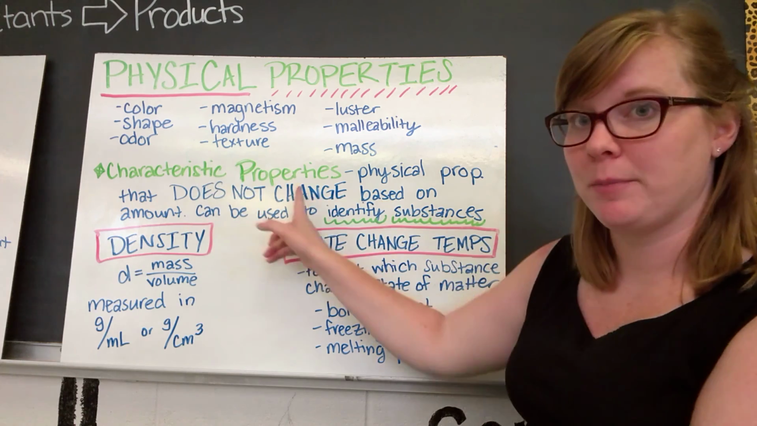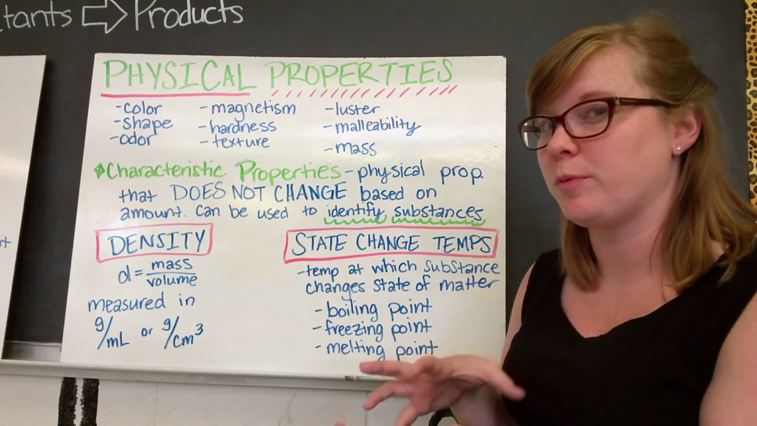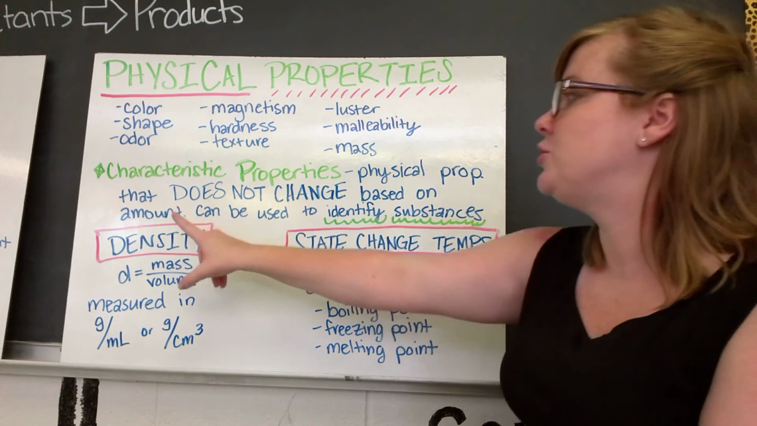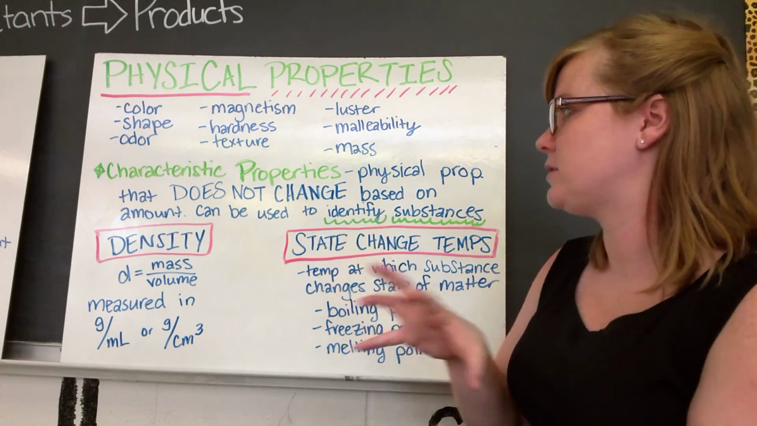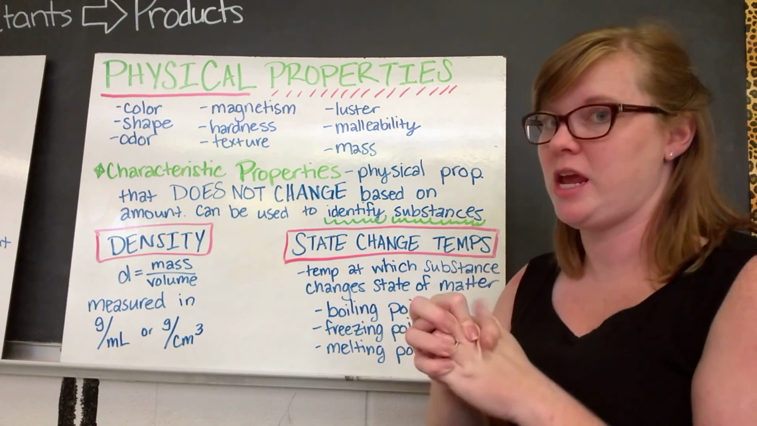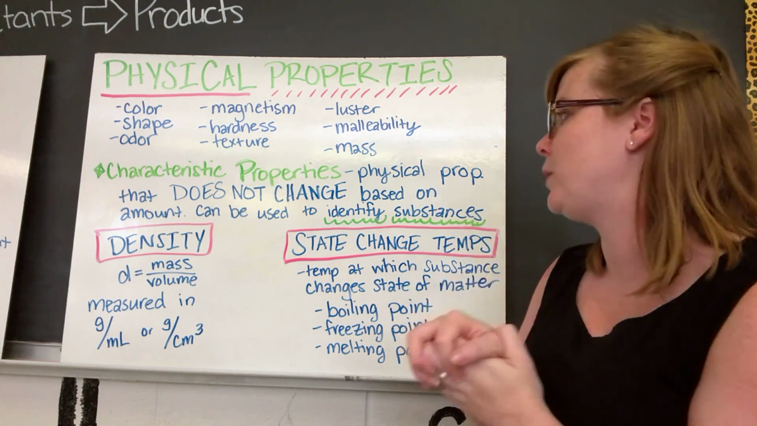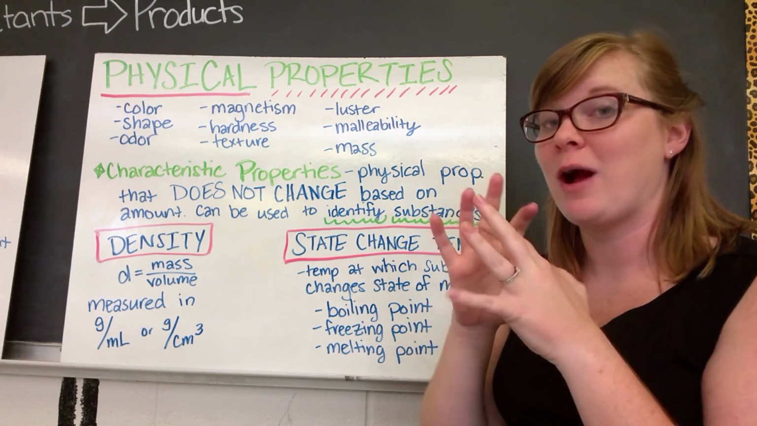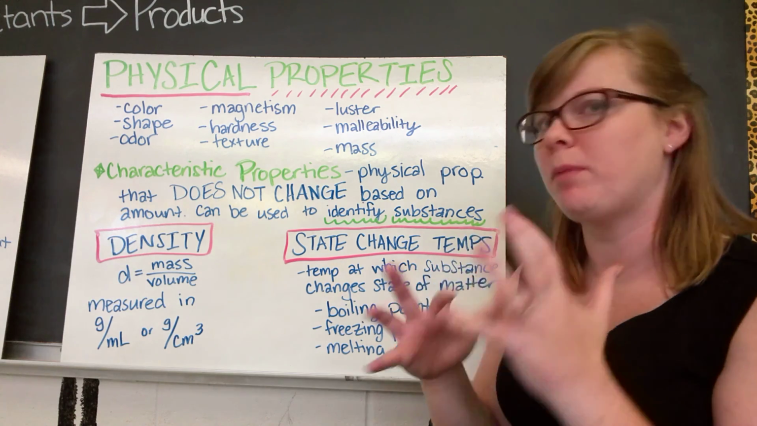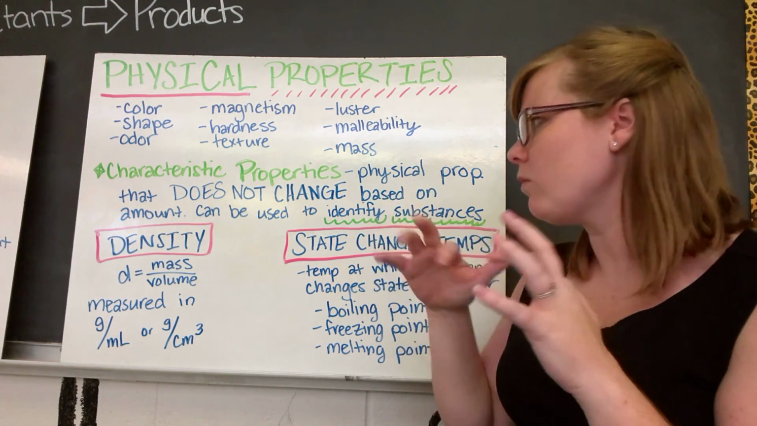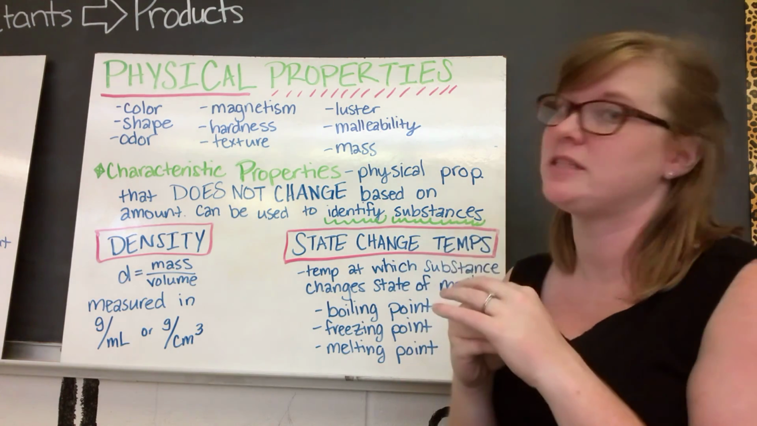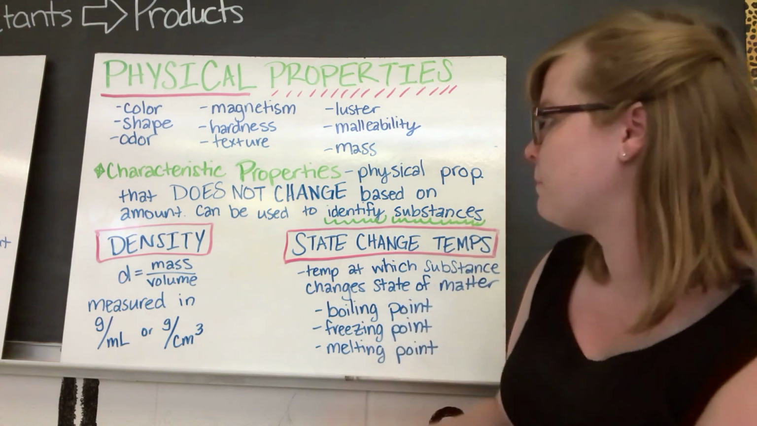So characteristic properties, these are special physical properties. Characteristic properties are physical properties that do not change based on amount. So this is a physical property that does not change based on the amount of a substance we have. No matter what I have, how many gallons or ounces or buckets or school buildings worth of a substance I have, these characteristics are always going to remain the same.